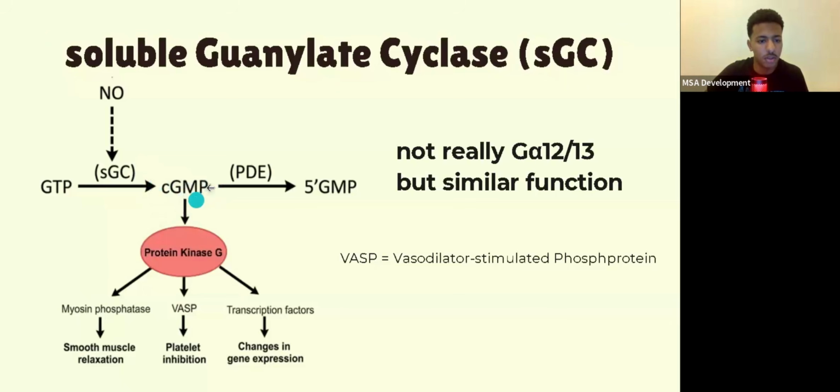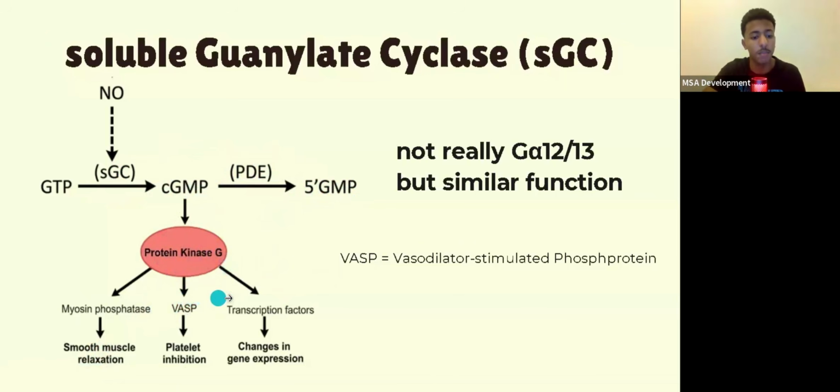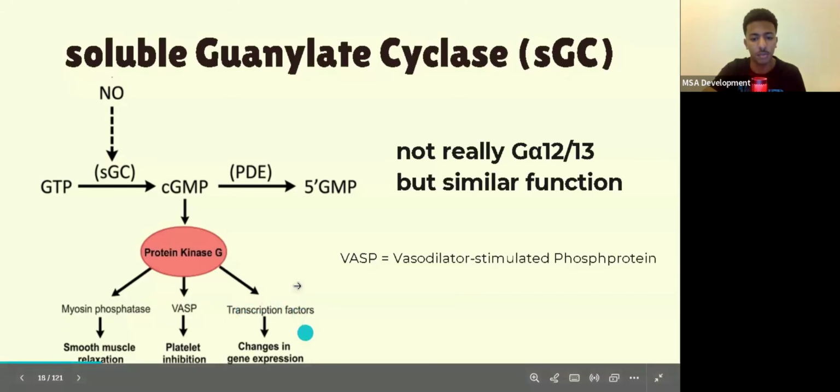And if we have too much, then cyclic GMP is going to activate protein kinase G. But let's go back. If you have too much cyclic GMP, phosphodiesterase is going to kick in and it's going to convert cyclic GMP to 5' GMP. Just as we said, phosphodiesterase converts cyclic AMP to 5' AMP in the previous example. Now let's focus on protein kinase G. Once it's activated by the cyclic GMP, protein kinase G is going to have many different functions. It's important you have to read them and memorize them, such as smooth muscle relaxation, platelet inhibition, and changes in gene expression. Okay, I believe that's it.